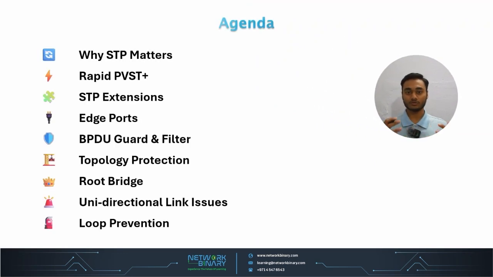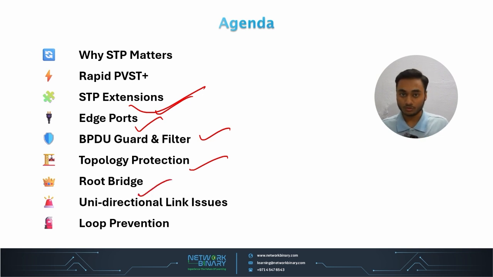First of all, what are we going to cover in this video? We'll talk about why STP matters, different flavors, and specifically Rapid PVST+. Then we have the STP extensions, Cisco enhancements, you can say. Apart from that, we have a couple of features: edge ports, BPDU Guard and Filter, topology protection, how we can protect the entire switching topology, the role of the root bridge, and unidirectional link issues and how we can prevent them.